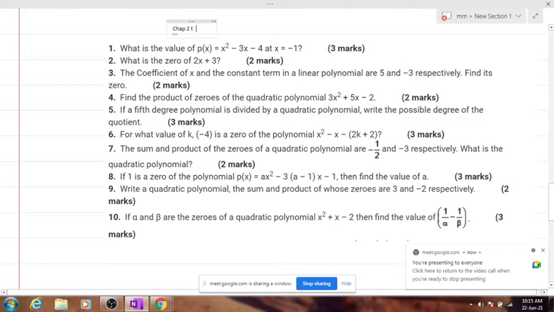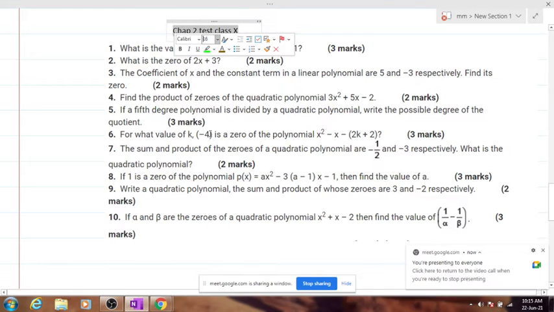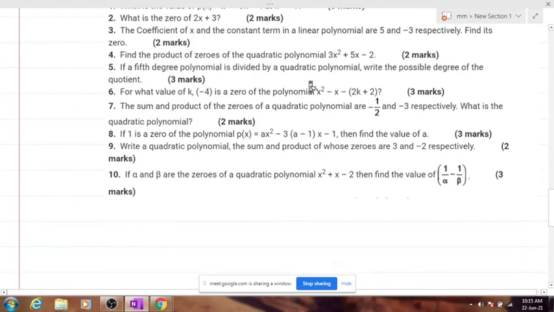This is the chapter number 2 test for class 10th. I hope the screen is clear to everyone. Now kindly start off with the test.